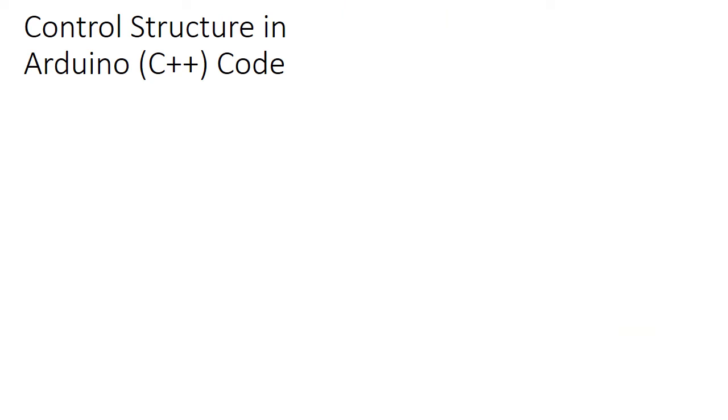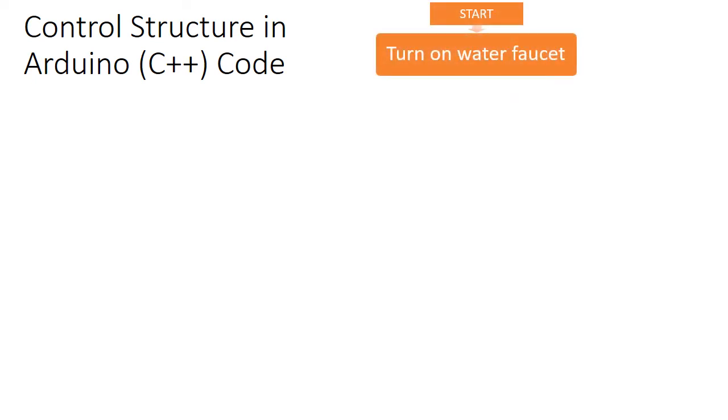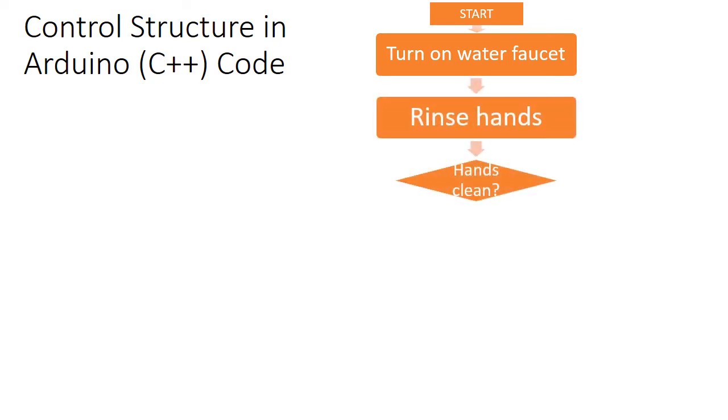Here's another example. Let's say we want to write a flowchart and develop an algorithm for washing our hands. We start, and the first step is to turn on the water faucet, followed by rinsing hands. Then the question is, are our hands clean?